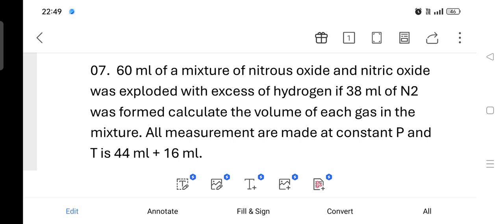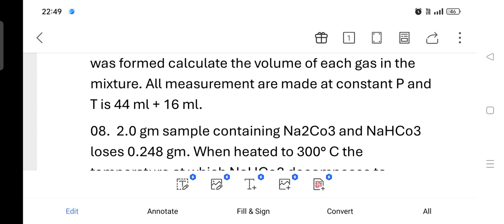60 ml of a mixture of nitrous oxide and nitric oxide was exploded with excess of hydrogen. If 38 ml of N2 was formed, calculate the volume of each gas in the mixture. All measurements are made at constant P and T. It is 44 ml plus 16 ml.